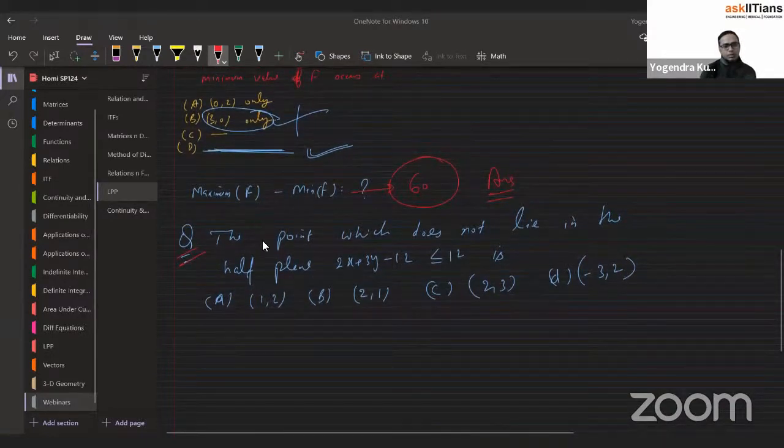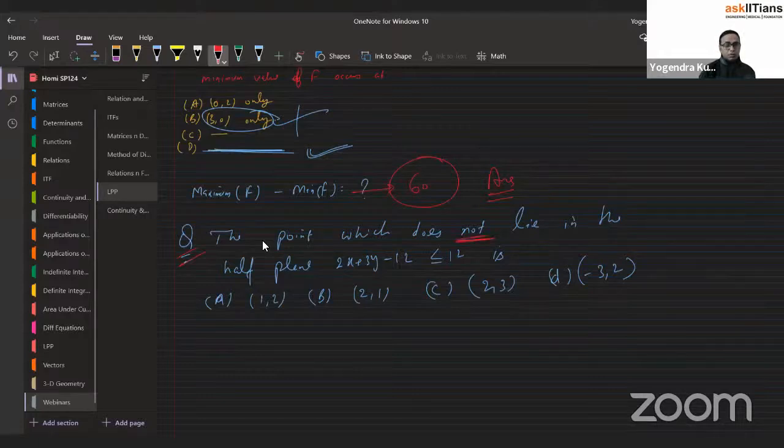Now here, this question. Which do not lie. Sometimes we make mistakes in this type of question also. We forget, which do not lie. So underline that and then do this. Which point is not coming? We'll just check whether it satisfies. That is very easy.